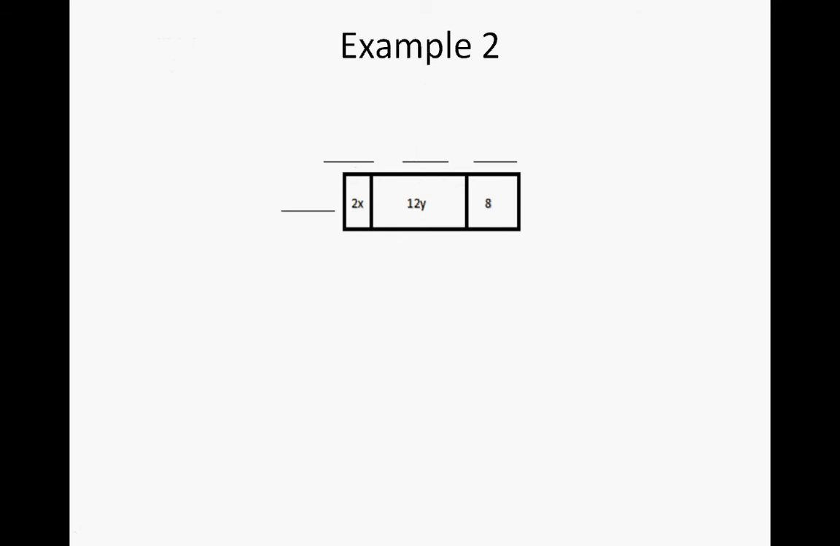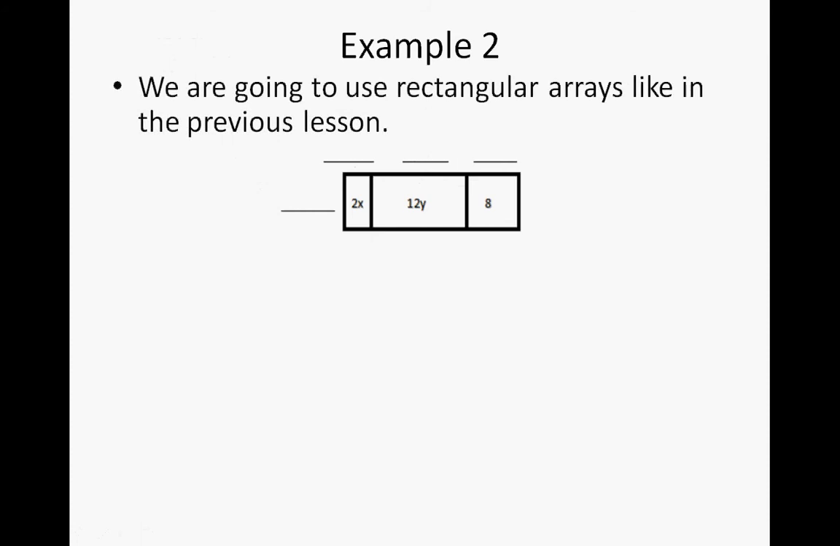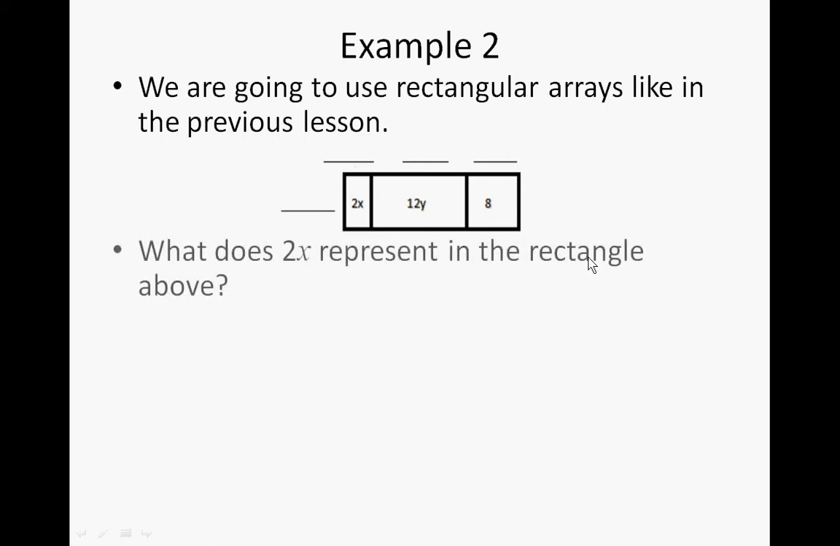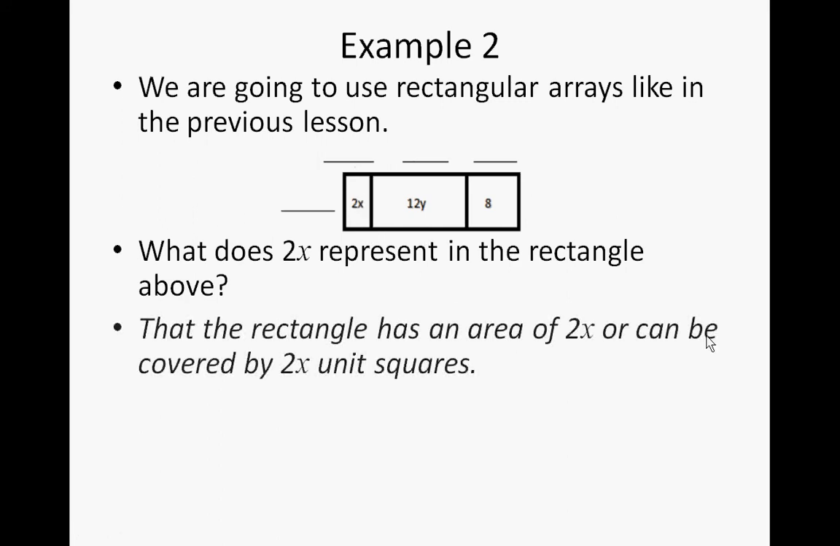Alright, so let's take a look at example 2. We're going to use rectangular arrays like in the previous lesson. But this time we're going to work backwards. So we're given the information inside of the rectangles. And now what does 2x represent in this first rectangle above? Well, that it's a rectangle that has an area of 2 times x or can be covered by 2x square units.